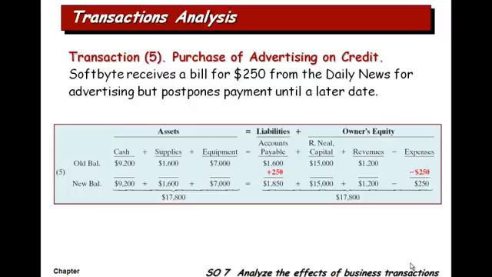Fifth transaction: purchase of advertising on credit. On credit, on account, think of that as accounts payable. SoftBite receives a bill for $250 from the Daily News for advertising, but postpones payment until a later date. So basically, and we'll see this down the road in chapter 2, journal entries, we're going to have an expense. We didn't pay anything yet, so we're going to incur an expense for $250, which reduces owner's equity, and we're going to increase our liabilities by $250 by postponing that, which is going to be accounts payable.